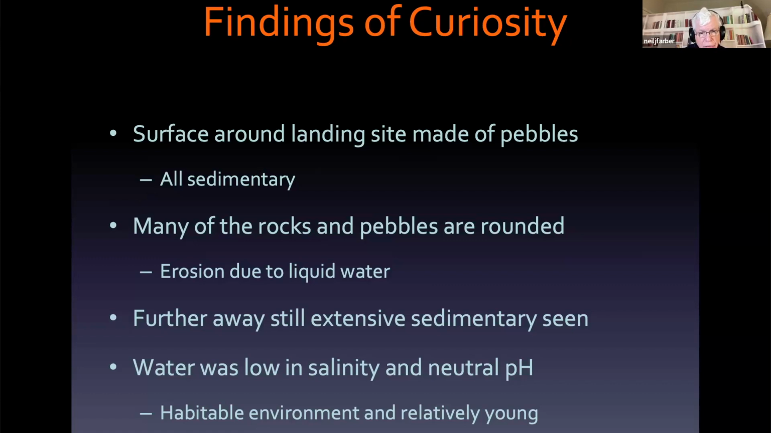And again, further away still, there's extensive sedimentary rock seen. The water also was low in salinity, though there was some salt in it, and a neutral pH. So it was a really good habitable environment, and it was relatively young on the planet, which indicates that there was a good possibility of life having formed there early on in Mars's history. Next slide.